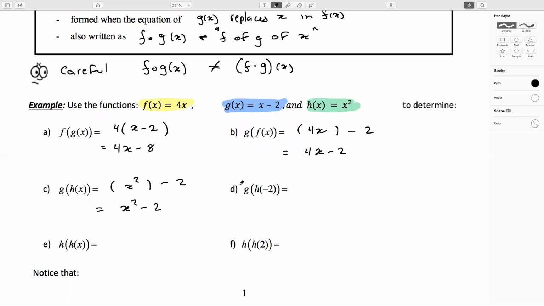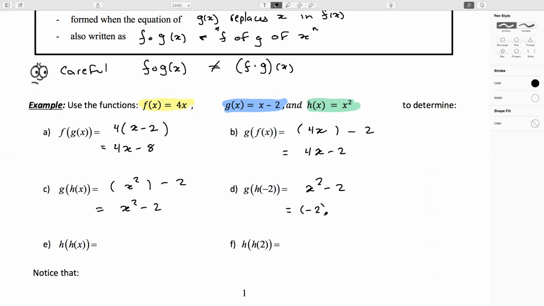g of h of minus 2 is a little bit different than what we've seen before, because now we've got an input inside h of x. So I'm going to make g of h of x first, which we already did. It's equal to x squared minus 2. But then I'm going to replace x with negative 2.